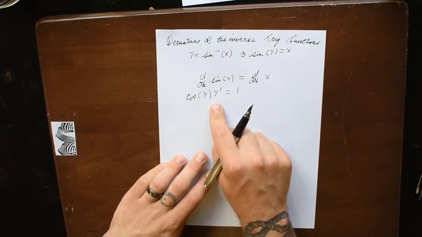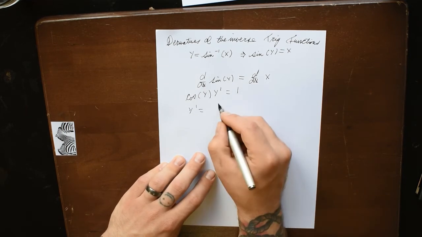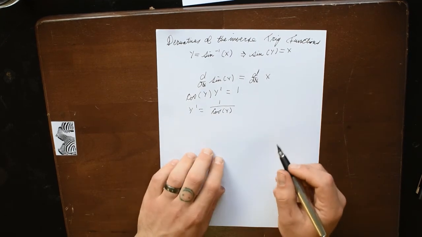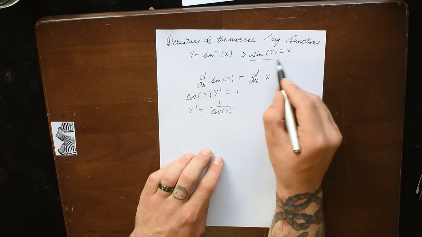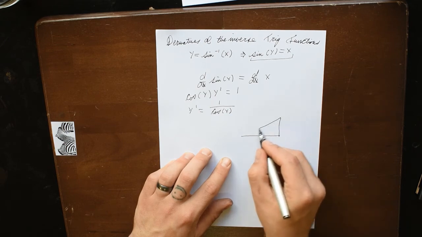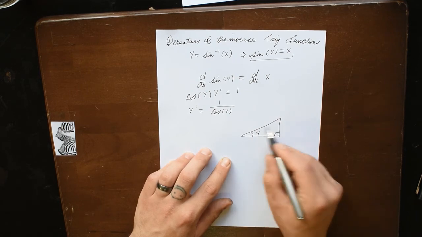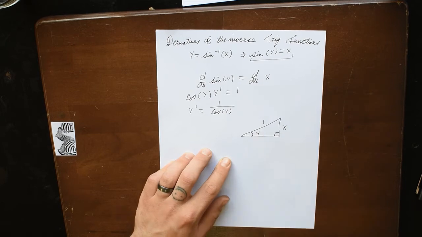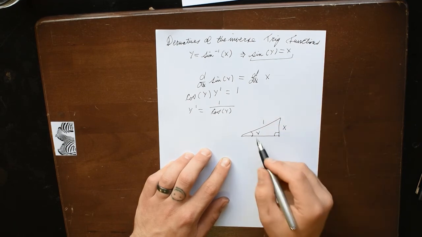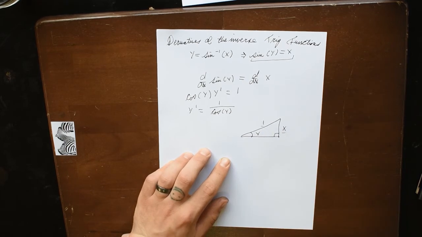We want to know what y prime is, or we want to know what dy/dx is. We'll solve for it. y prime is equal to 1 over the cosine of y. Now, what this statement right here says is, if we have a right triangle, where that angle is y, the sine of y, which is the opposite over the hypotenuse, is equal to x, then this side length of the triangle is x, and this side length of the triangle is equal to 1.